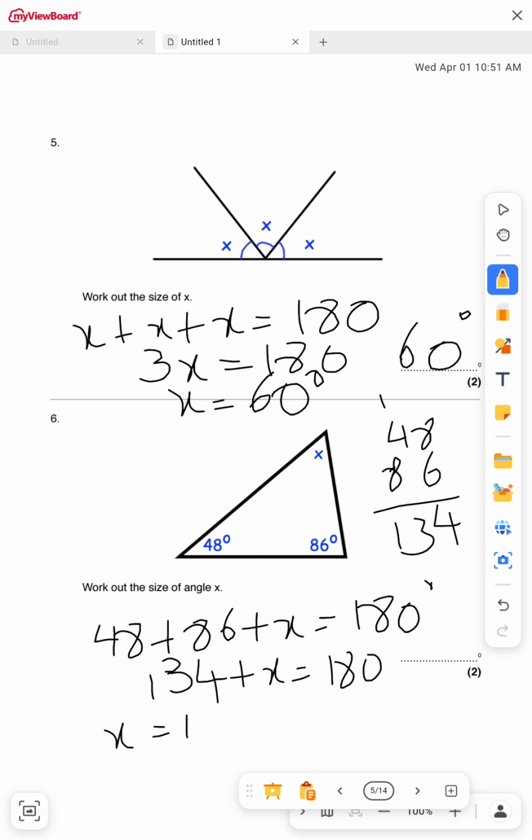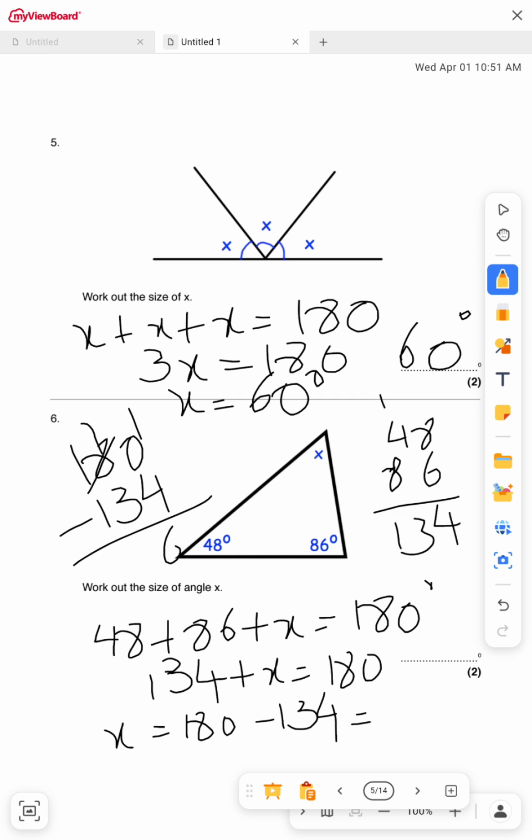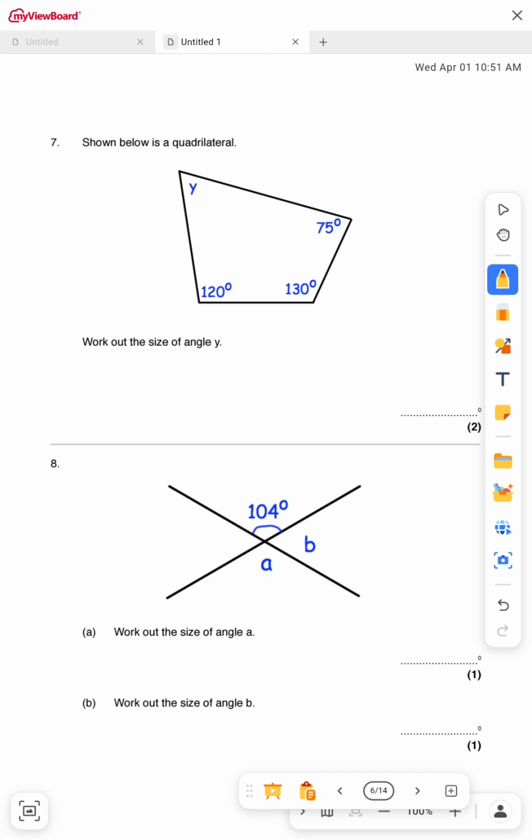So x is equal to 180 minus 134. And let's see what's the answer. 180 minus 134, 46 degrees. So the answer is 46 degrees. Simple. Okay. Let's move on towards another question.